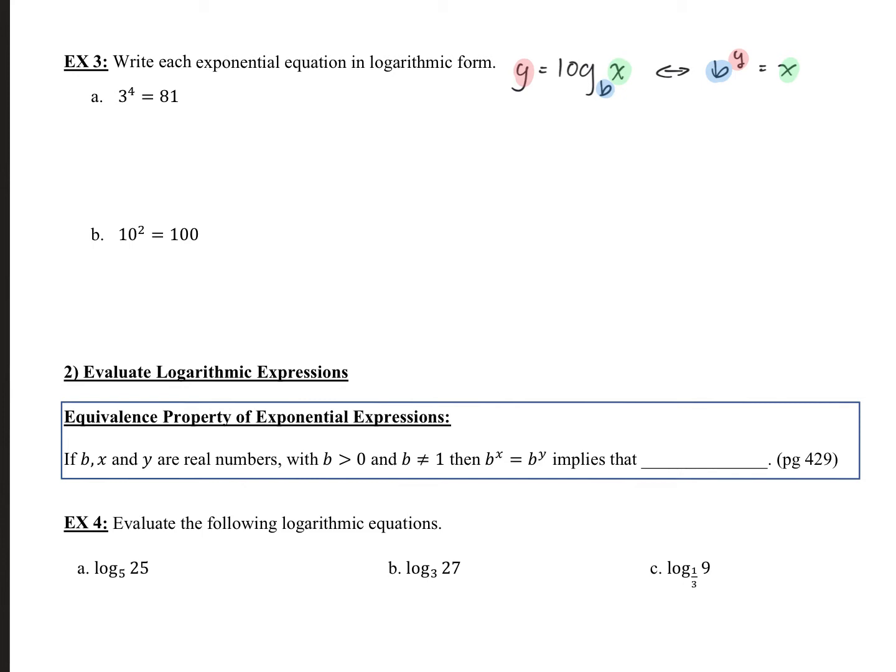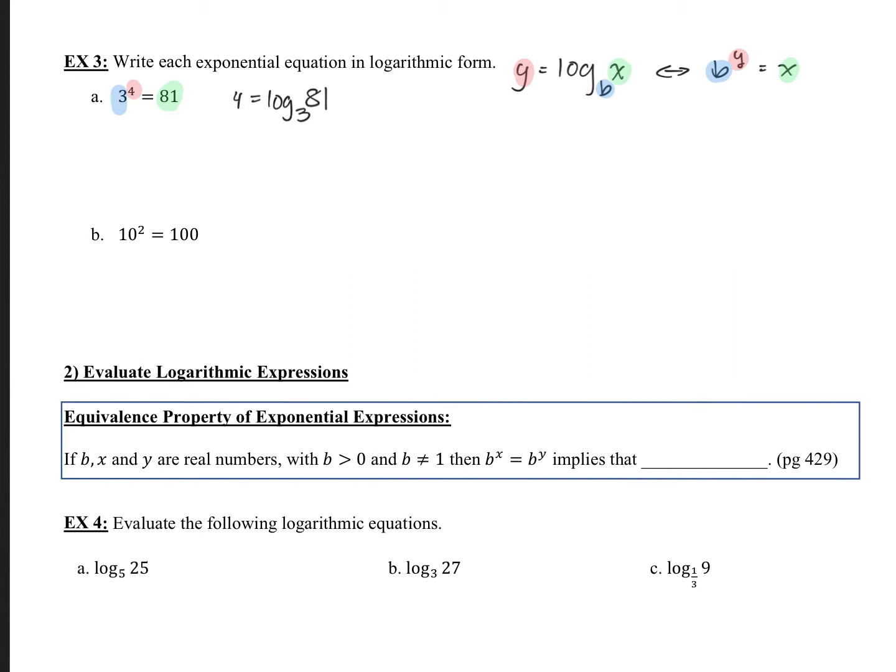So we'll rewrite this. The base in our equation here is that. The exponent is the 4. The 81 is the answer. So rewriting this in log form, we have 4 equals log base 3 of 81.